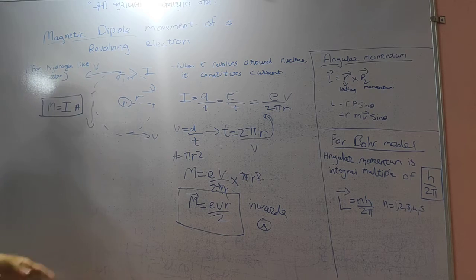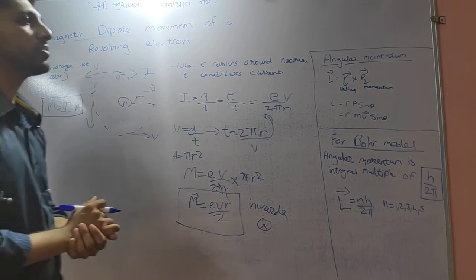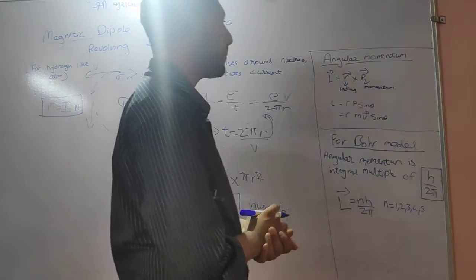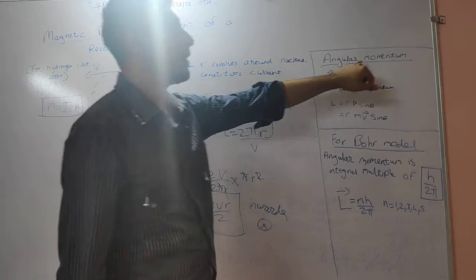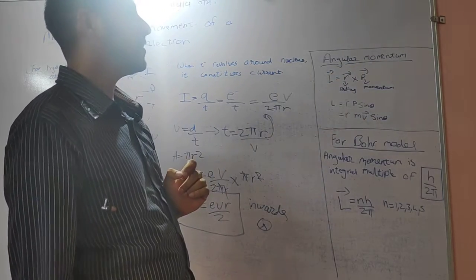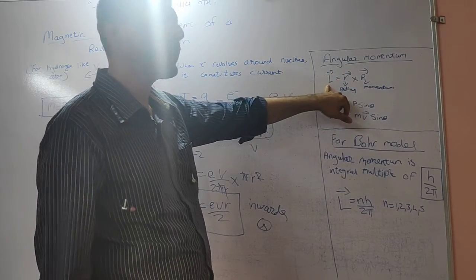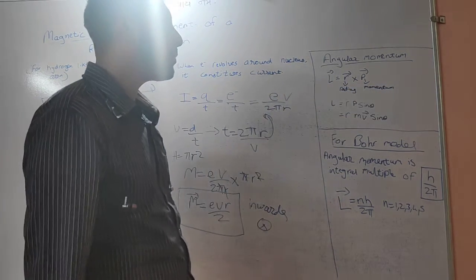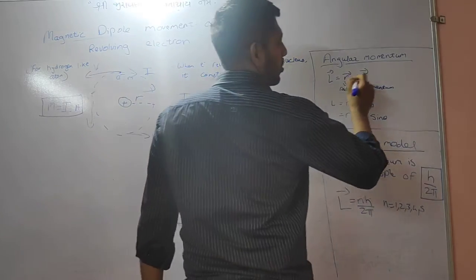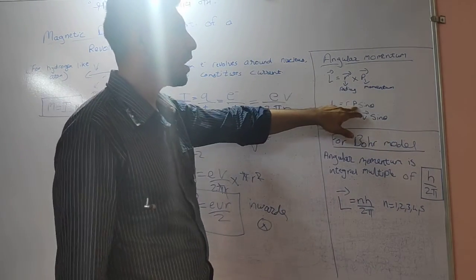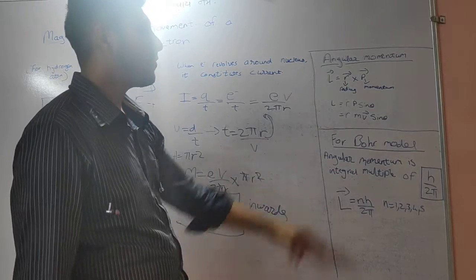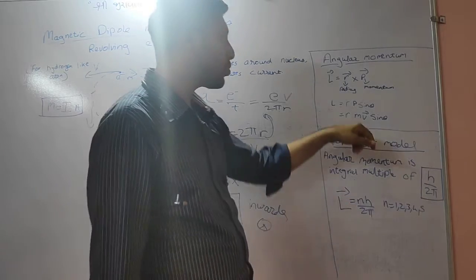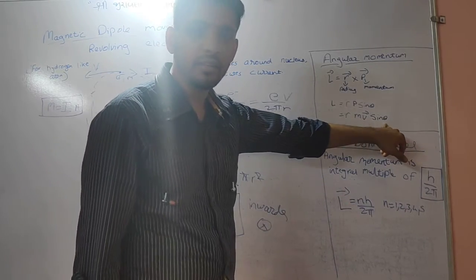Now for the next part, there is something which you have studied in your 11th standard or in chemistry. An important term, angular momentum, you have already studied in your standard 11. What is angular momentum? Angular momentum is r cross p, where r is the radius and p is the linear momentum. If I remove this cross product, it will be rp sine theta. And what is p? P is momentum. Momentum is mass into velocity. So here I can write rmv sine theta.